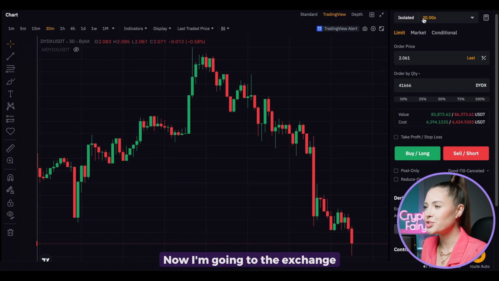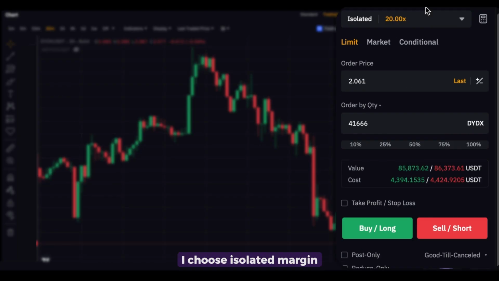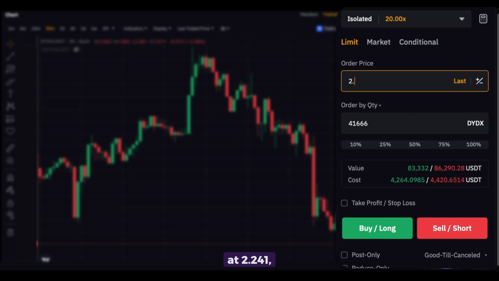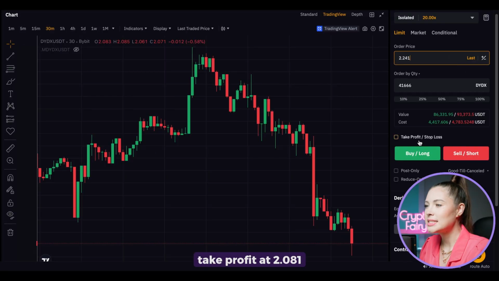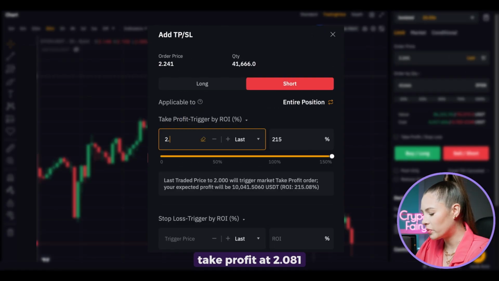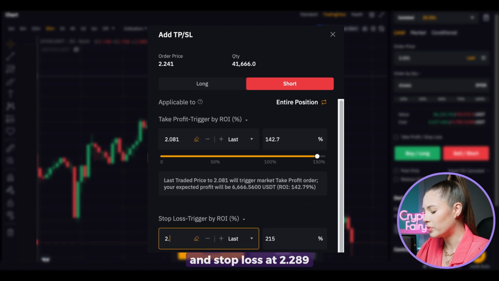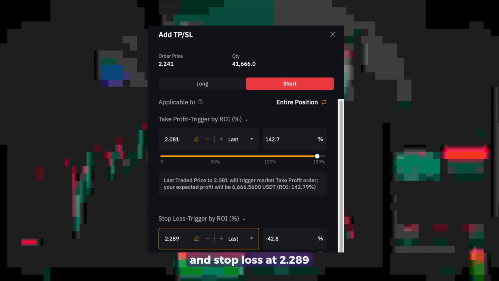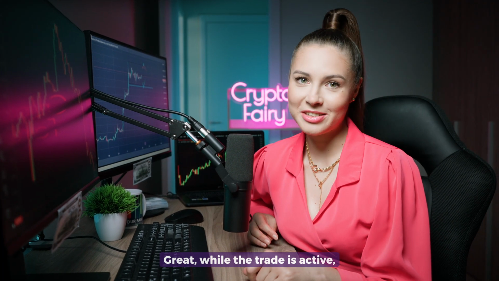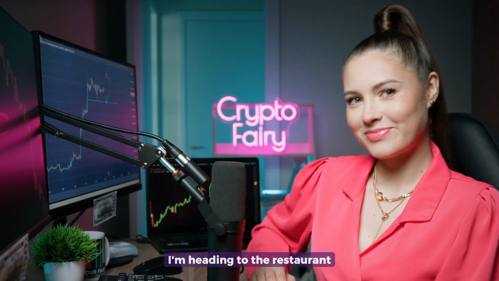Now I'm going to the exchange. I choose isolated margin with a 20x leverage. I set the order price at 2.241. Take profit at 2.081 and stop loss at 2.289. Great!